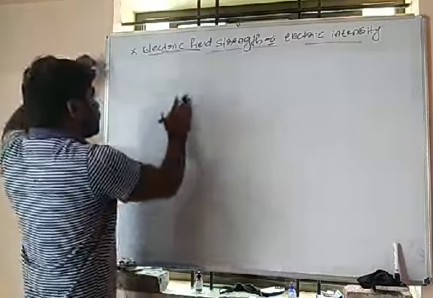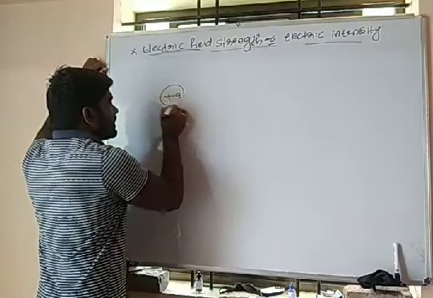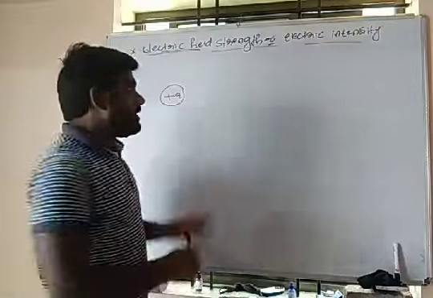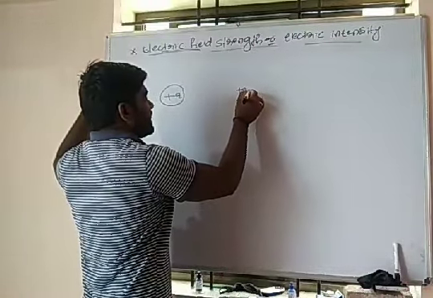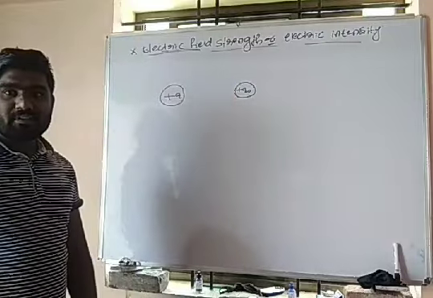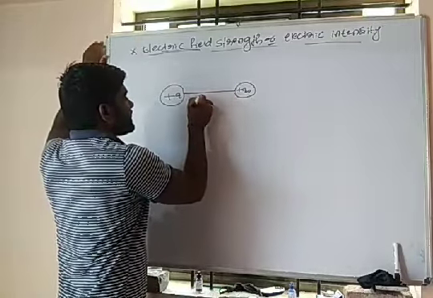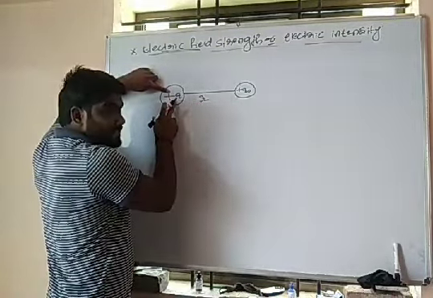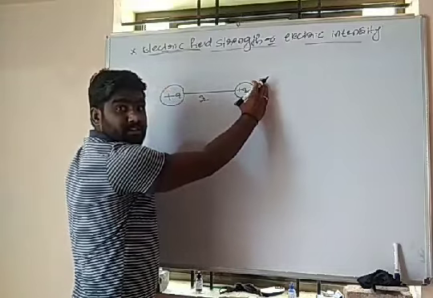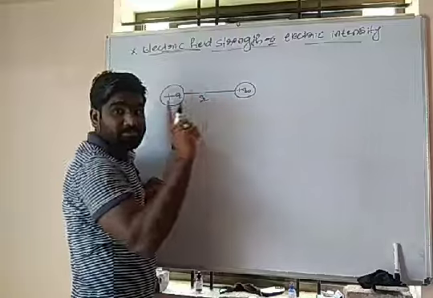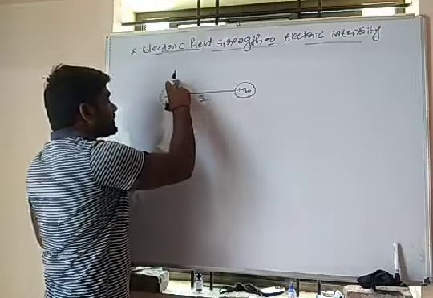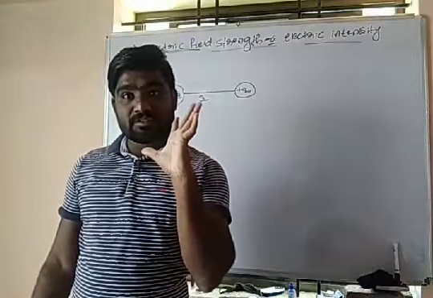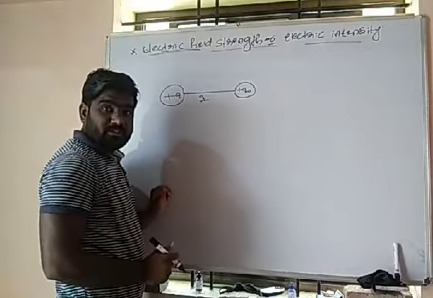See here, what I told: if I am taking a positive charge over here, I am going to consider an assumption charge, a test charge Q naught, here. These two are separated by a distance R. This test charge experiences a force. Which kind of force is that? That must be electrostatic force.